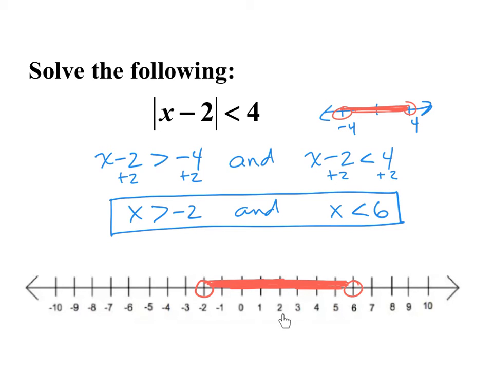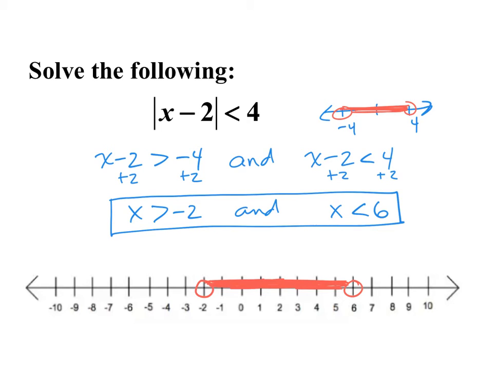Let's just take, for an example, 2. If I put 2 in for x, 2 minus 2 is 0. The absolute value of 0 is 0, and 0 is a number that's less than 4. So 2 and any other number in this shaded region will make this absolute value inequality true. And then again, remember, an absolute value inequality that's less than, resulting in the middle of the number line, we're talking about the intersection of two sets.